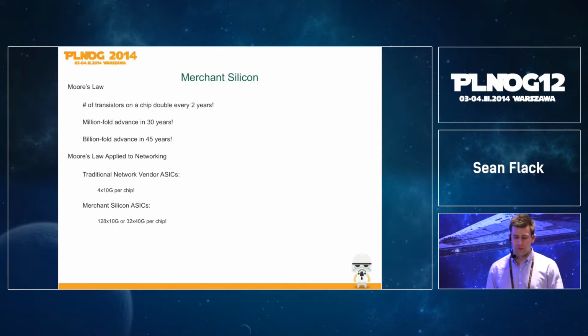Now, onto merchant silicon. Every vendor uses them. Every vendor uses the likes of Broadcom, the Broadcom Trident, and now the Trident 2. Every single vendor out there creates a merchant silicon box. Now, relate this to Moore's law.